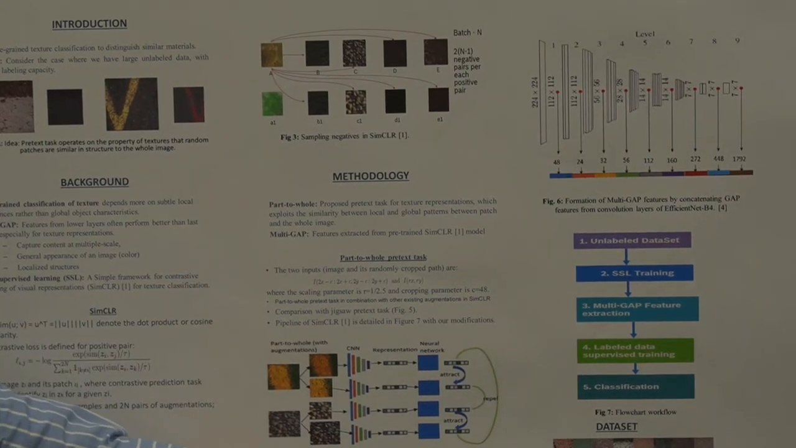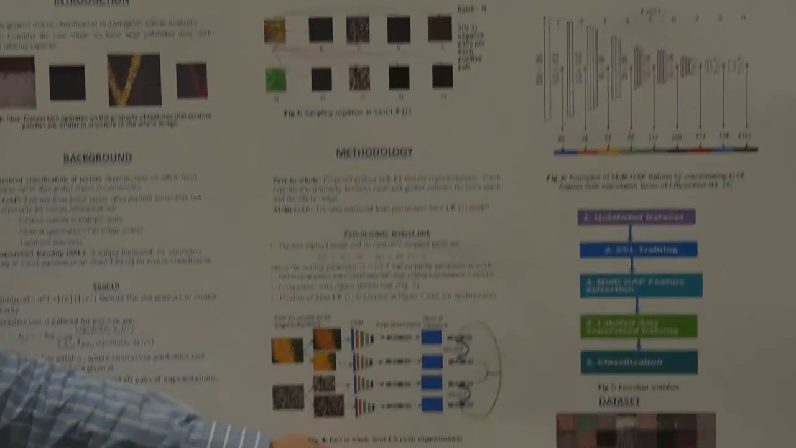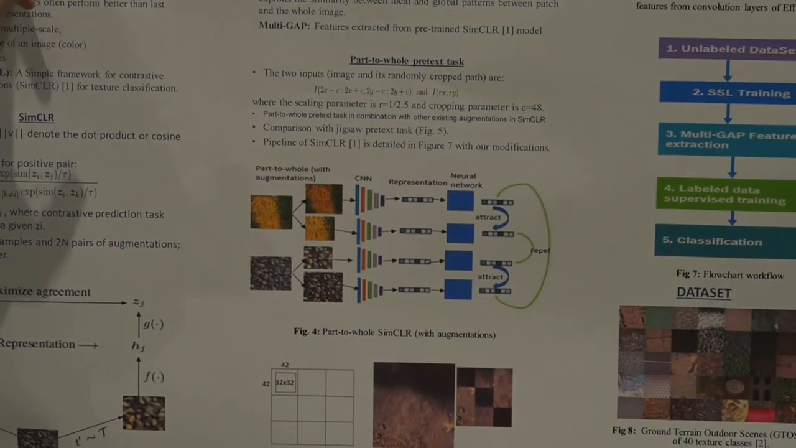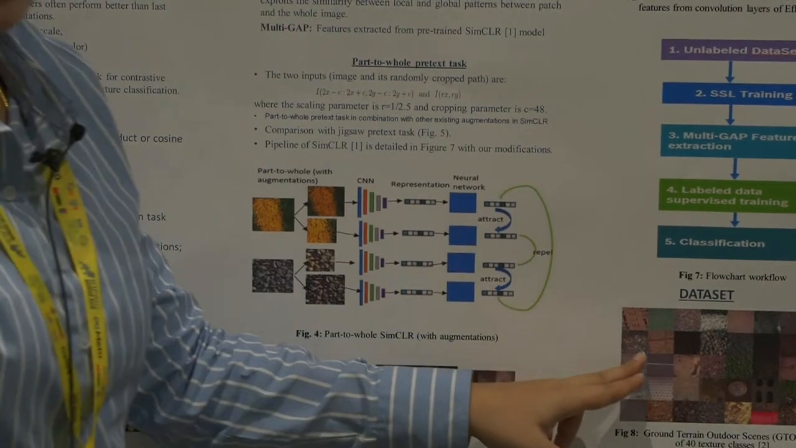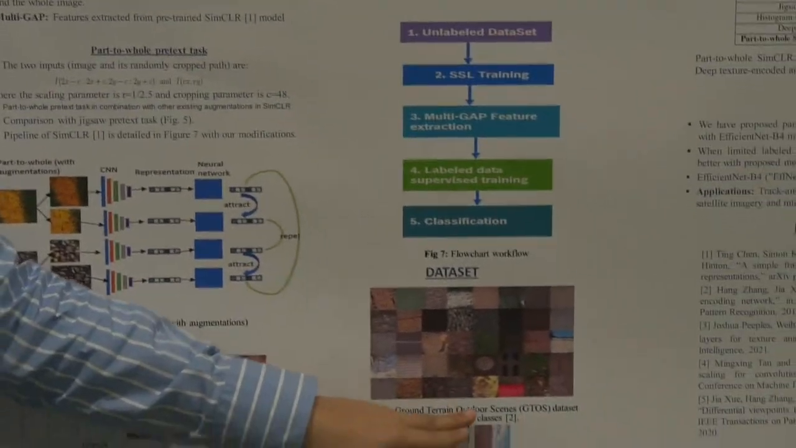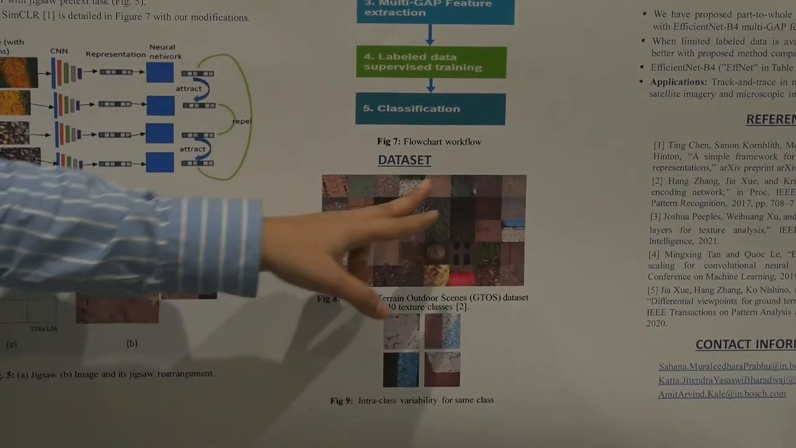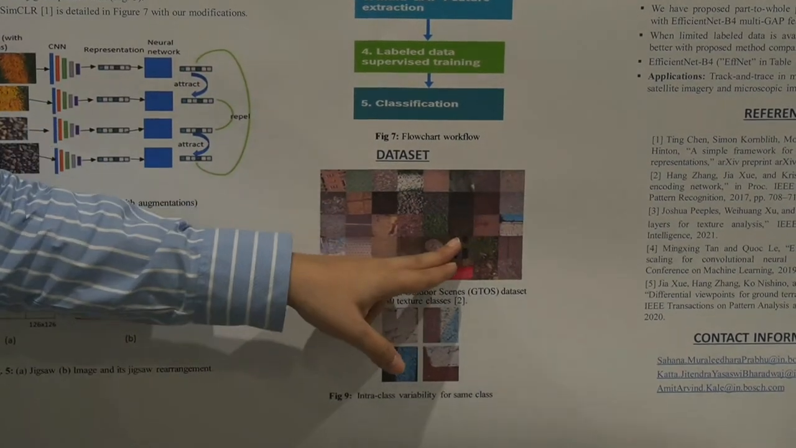So this is the framework wherein we use part-to-whole SimCLR pretext task in order to do fine-grained texture classification. We have demonstrated this on a data set called Ground Terrain Outdoor Scenes, which consists of 40 texture classes, and you can observe that some of the classes are very similar to each other.